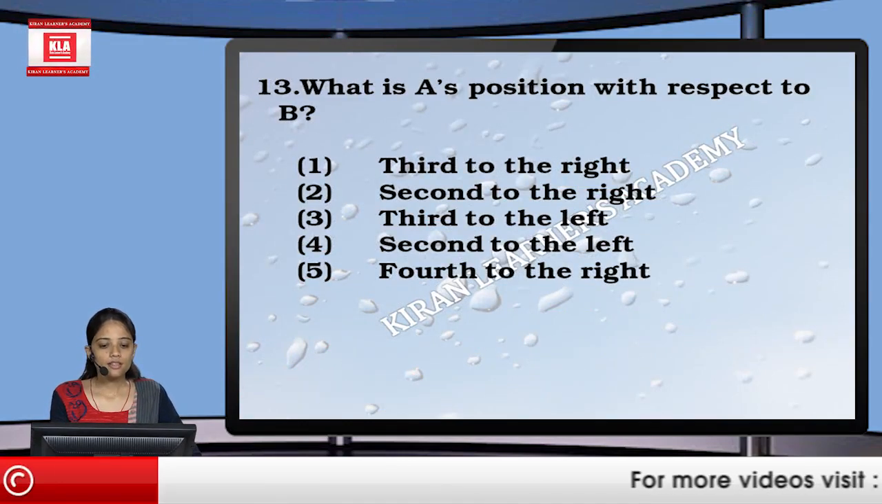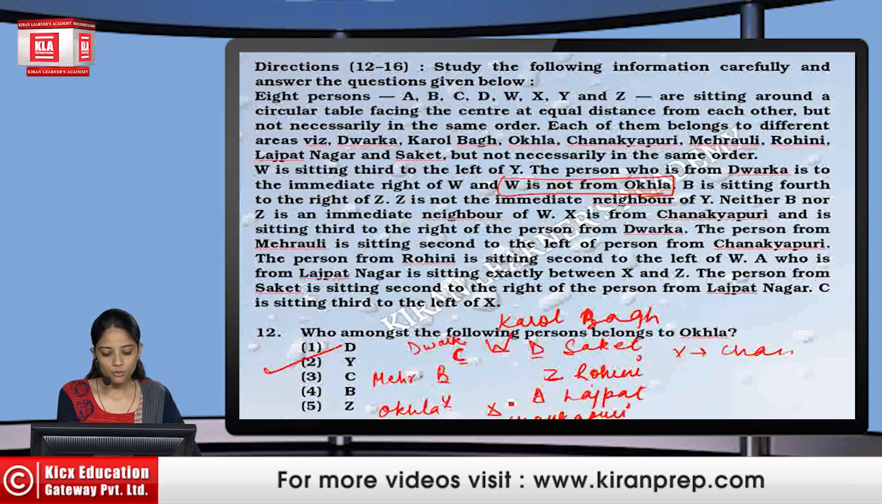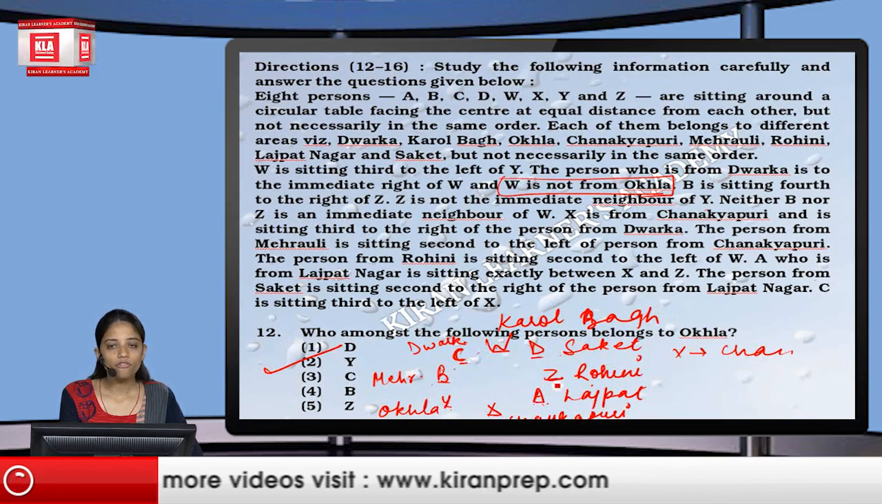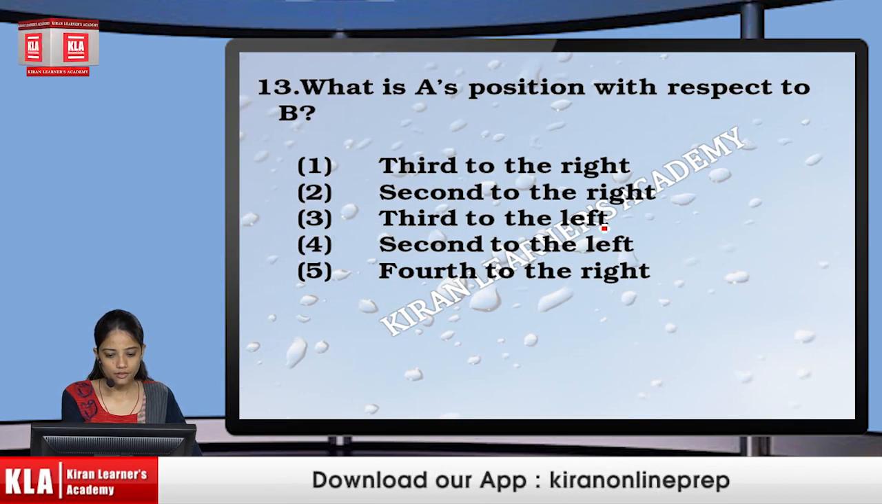Next, what is A's position with respect to B? A's position is third to the right of B, or fifth to the left of B. Third to the right of B, that means first option.